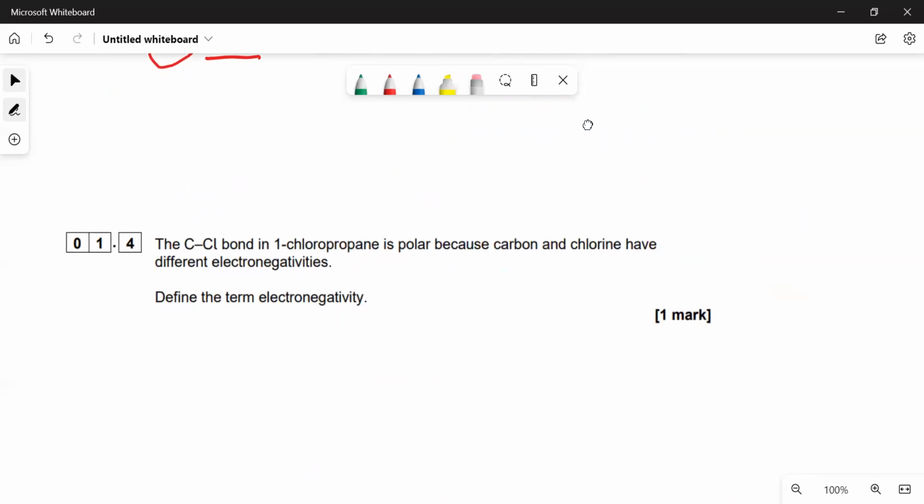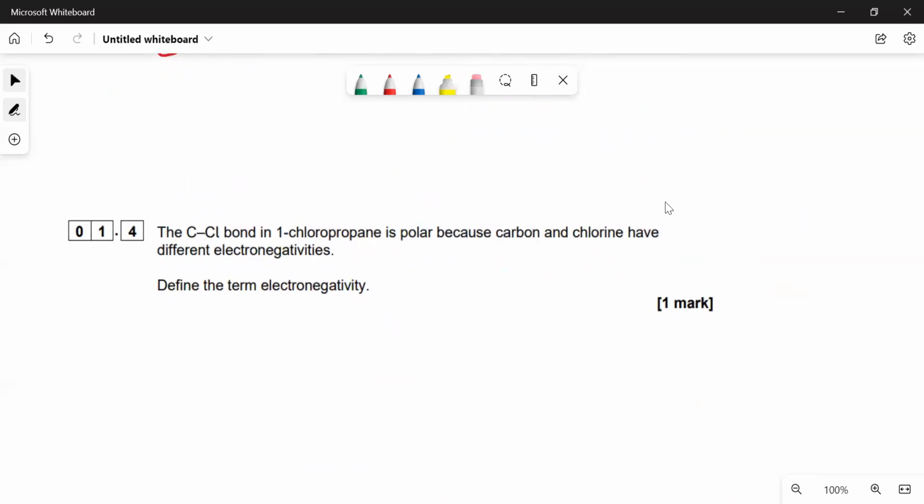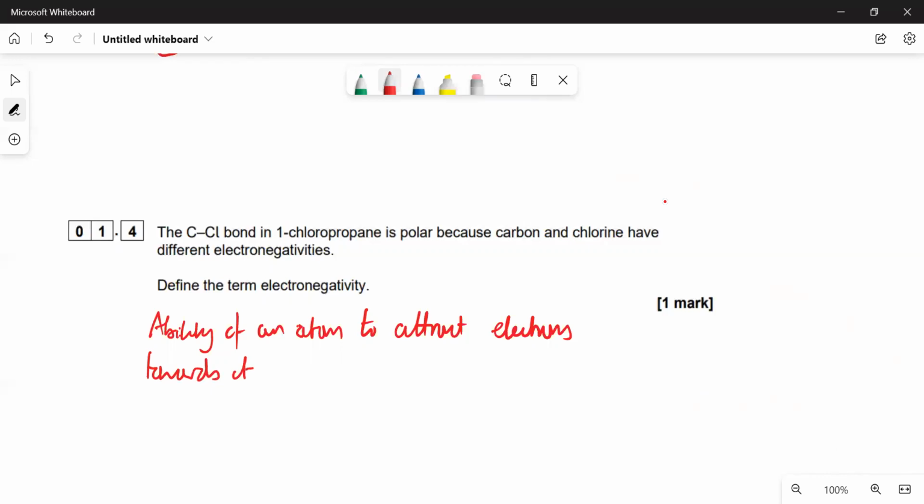Okay, the carbon-chlorine bond in 1-chloropropane is polar because carbon and chlorine have different electronegativities. Right, define the term electronegativity. Well, it is the ability of an atom to attract electrons towards itself in a covalent bond. Don't forget the "in a covalent bond" bit at the end there.